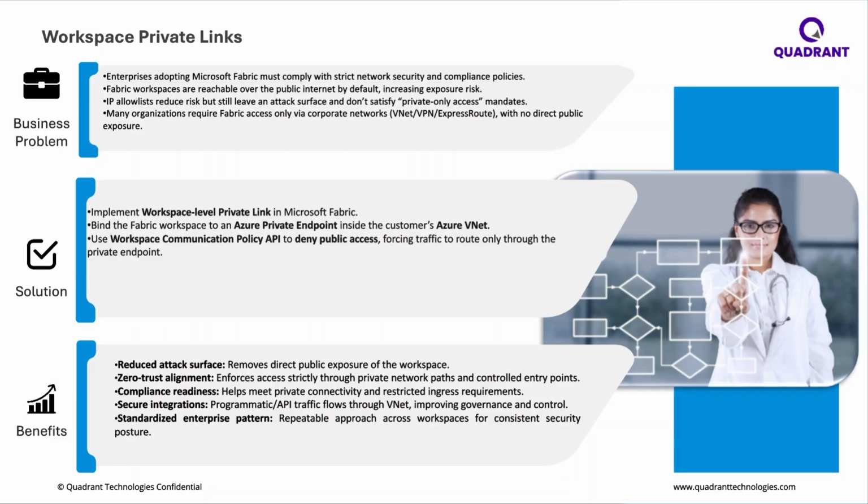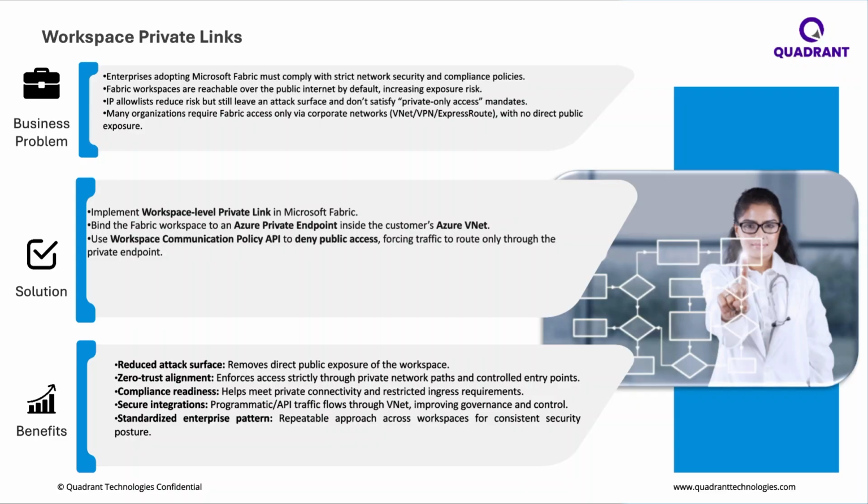And I think we can use the workspace communication policy API to deny public access to the workspace. I think this was at the preview stage, when we had to do it the API way to deny public access. Now, in the Fabric workspace settings, you can apply a few settings at the click of a button. You can deny public access to your workspace, and your workspace will be completely restricted. You cannot even access it through the public internet.